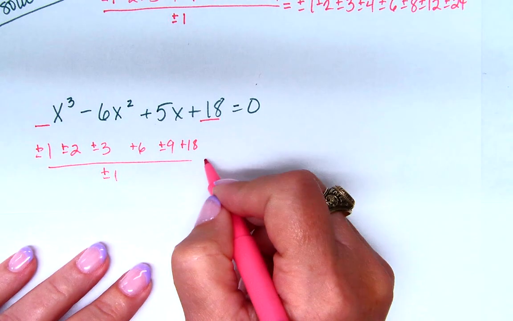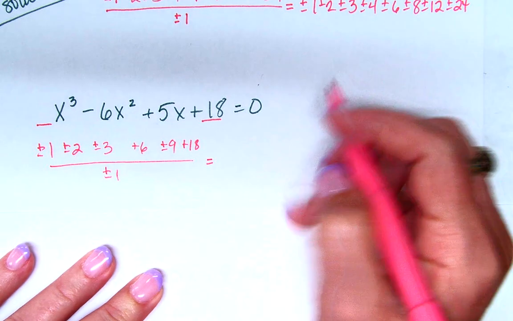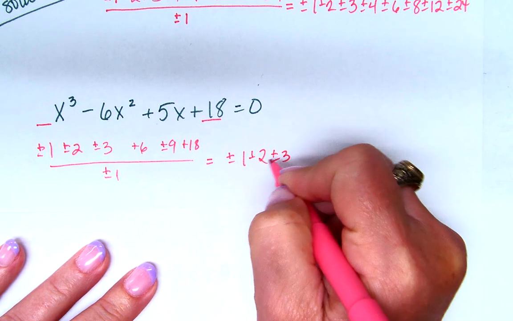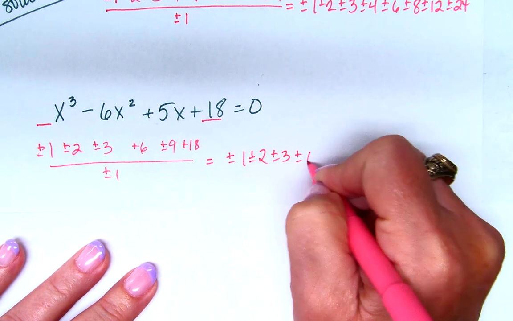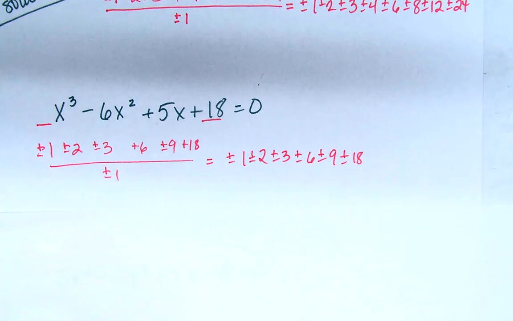Because I still have to do the division, right? All the factors of the leading coefficient are just 1. So I just get 1, 2, 3, 6, 9, and 18, right? And that's a nice looking list. Does that make sense? Because all I asked you for was all the possible solutions, right?